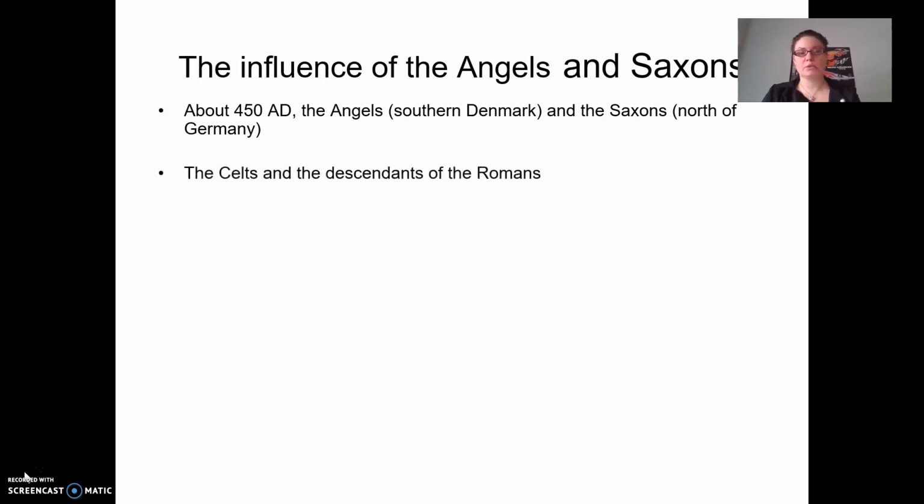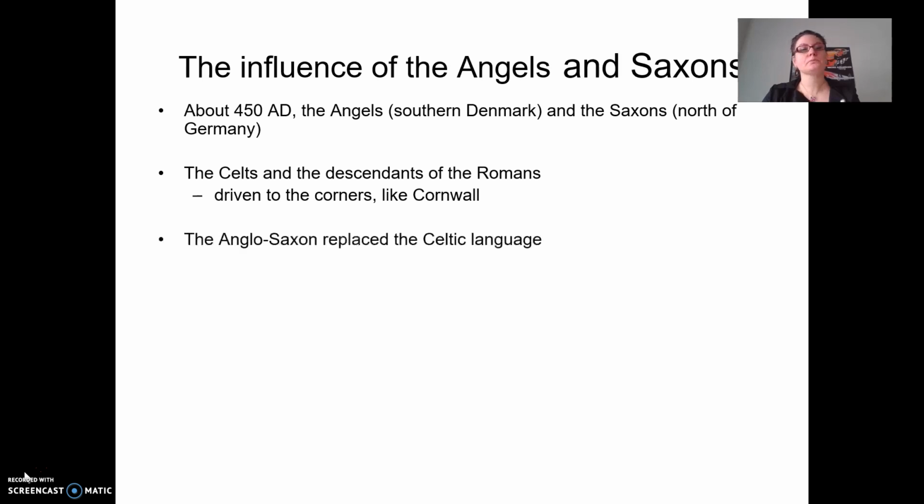These two people were not very friendly with the Celts and the descendants of the Romans, because they pushed them and drove them to the corners of England, for example, the city of Cornwall. The Anglo-Saxon replaced the Celtic language. The Anglo-Saxon language is usually referred to as Old English.